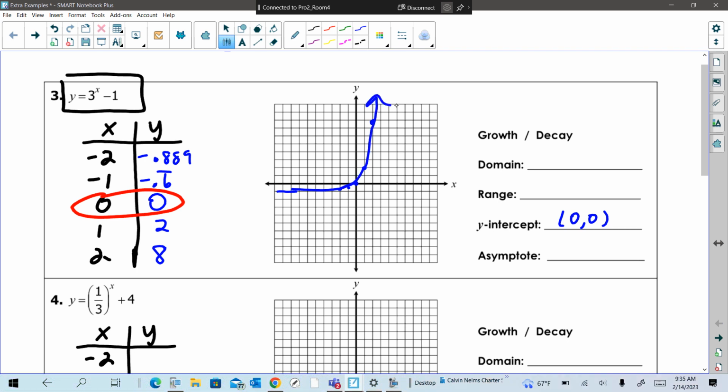Okay. Is this growth or decay? Growth. Yes, it is growth. It's increasing. Domain, all real numbers, done. Y is greater than -1. Where's the asymptote? It's right there, the little line right there. At y equals -1. Now, is this graph above or below that line?